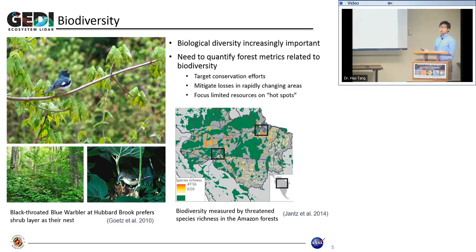This study really echoes the classical study done by MacArthur in the 1970s, saying that the vertical stratification of forests really matters in biodiversity studies. And if we have a better quantification of vertical structure globally, that can really help us target our conservation efforts and mitigate losses in rapidly changing areas and focus our limited resources just over the hotspot areas.